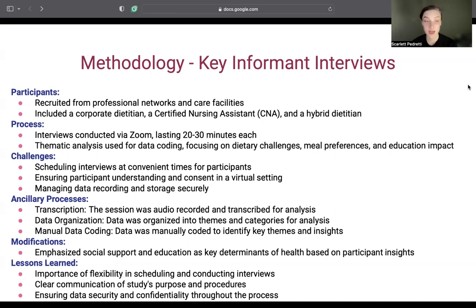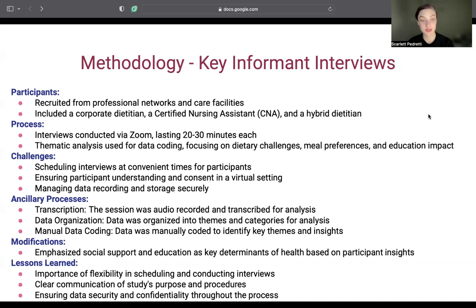Some of the challenges that I experienced doing these key informant interviews was scheduling interviews at convenient times for participants. Based off some of the things I've heard from my classmates in general, it seems like this was an issue for everybody. We're all busy and have very hectic schedules. But aside from that, ensuring participant understanding and consent in a virtual setting, as well as managing data recording and storage securely was an issue for me. I'm not super familiar with doing recorded interviews on Zoom and ensuring that the communication is there even if we can't see each other. So that was a little bit of a challenge for me when doing the interviews.